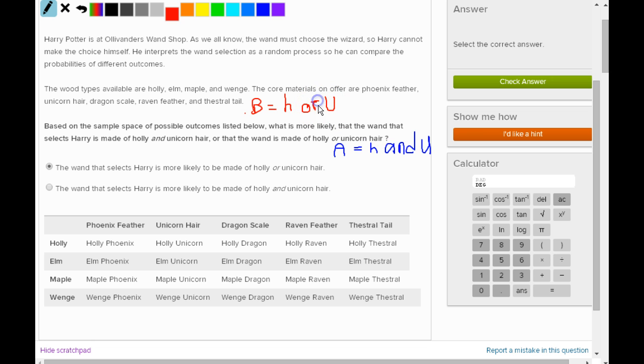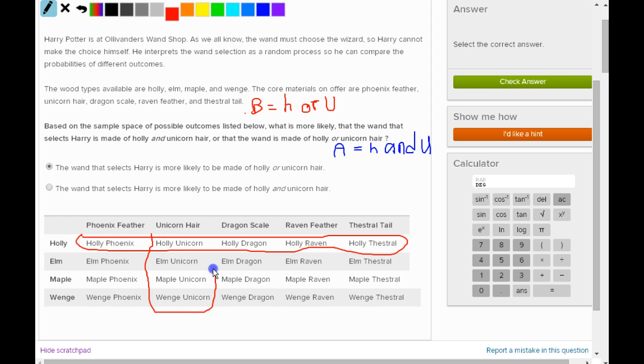So this is the intersection of holly and unicorn. And this is either holly or unicorn. Okay, we may as well do B first. So B is everything holly, which is right here. This is all the hollies. Okay, I'm going to circle that set. They're in B, right? As is everything in the unicorn, because we're going to say everything that's one or the other.